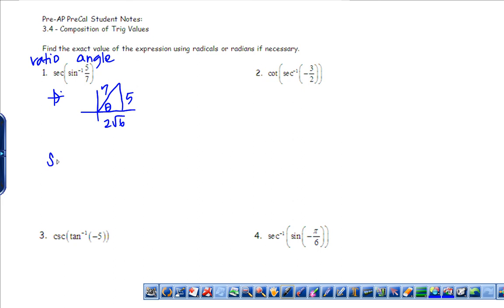But I have found my angle here. So the next thing I'm going to do is secant of this angle. And secant is hypotenuse over adjacent, so that's going to be 7 over 2 root 6. And you can rationalize or leave it as is.